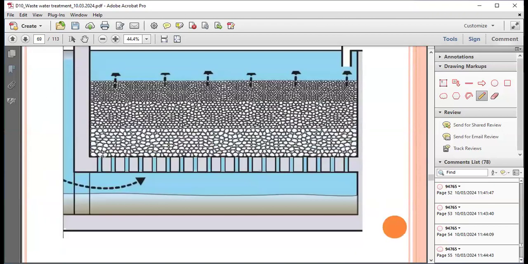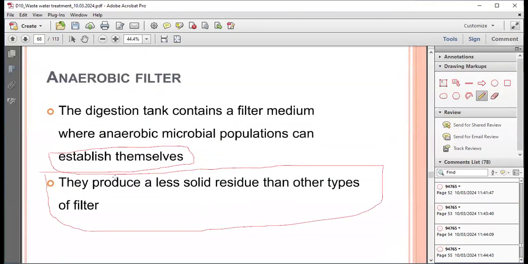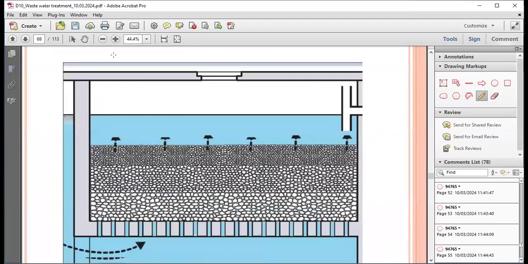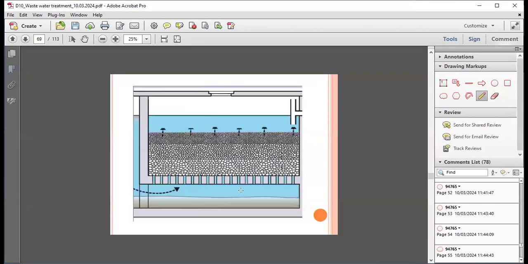This is the anaerobic filter system. You can understand. It's influent and effluent, right?